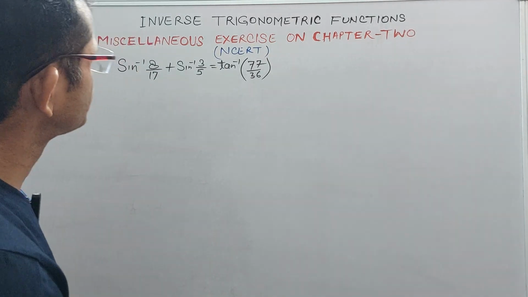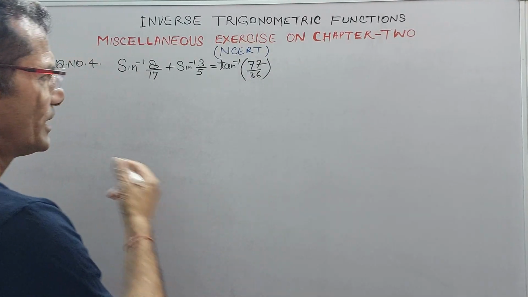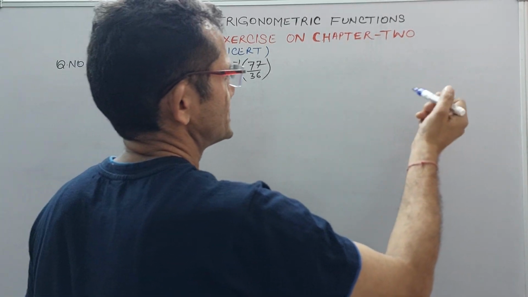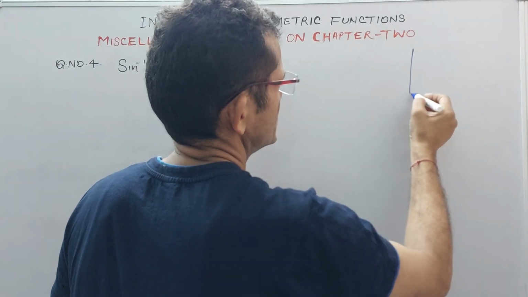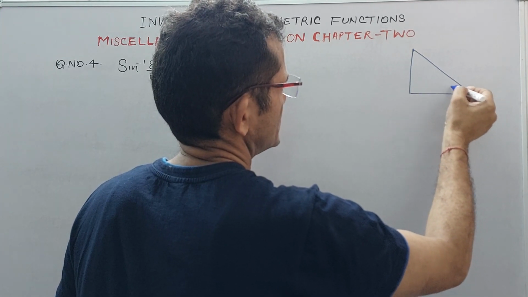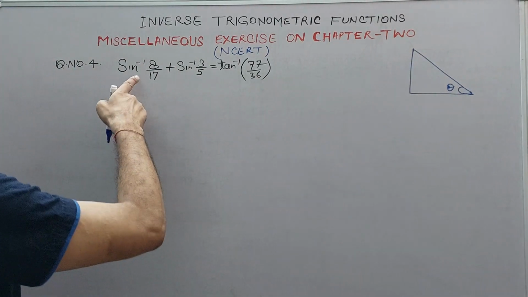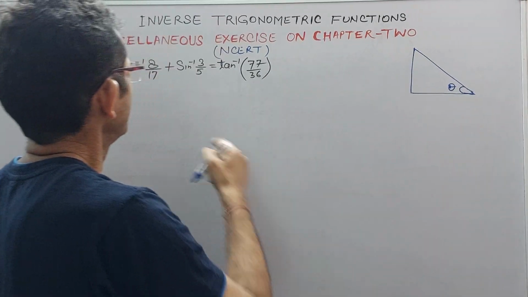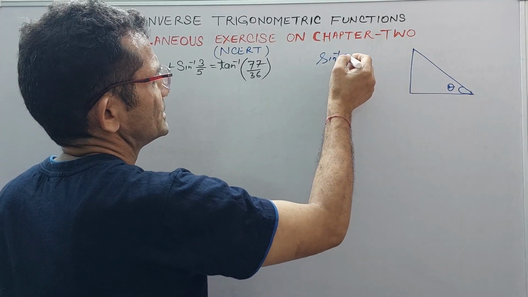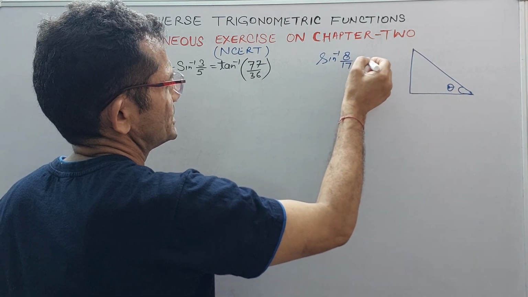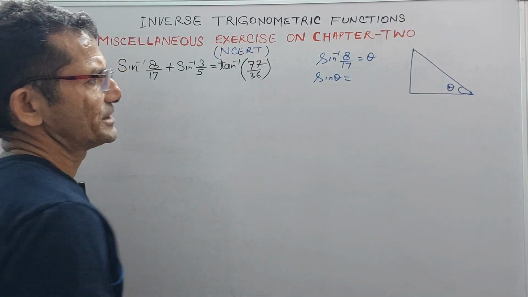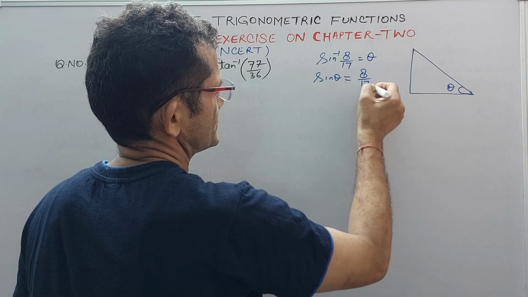So here, make a triangle. We are using the simpler way, which converts the sin inverse into tan inverse. So this is the right triangle with angle theta. Let us suppose, going from the beginning, sin inverse 8 upon 17 is equal to theta. So from here sin theta is equal to 8 upon 17.